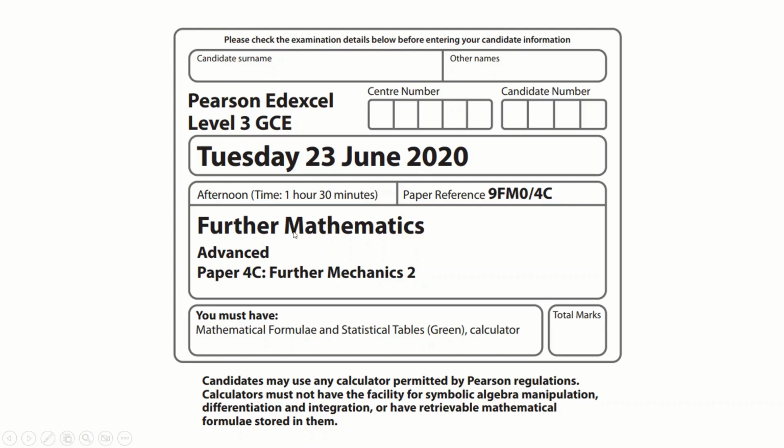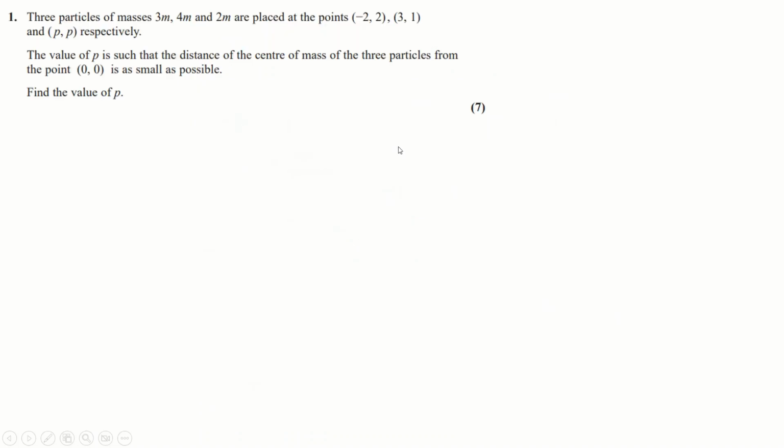This is the Further Mechanics 2 paper from 2020. Let's just go straight into it. There's so much centre of mass on FM2. We'll start off with it.